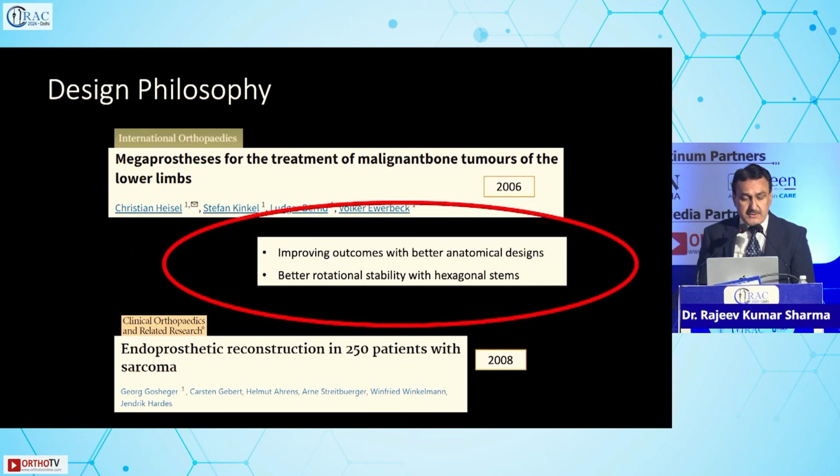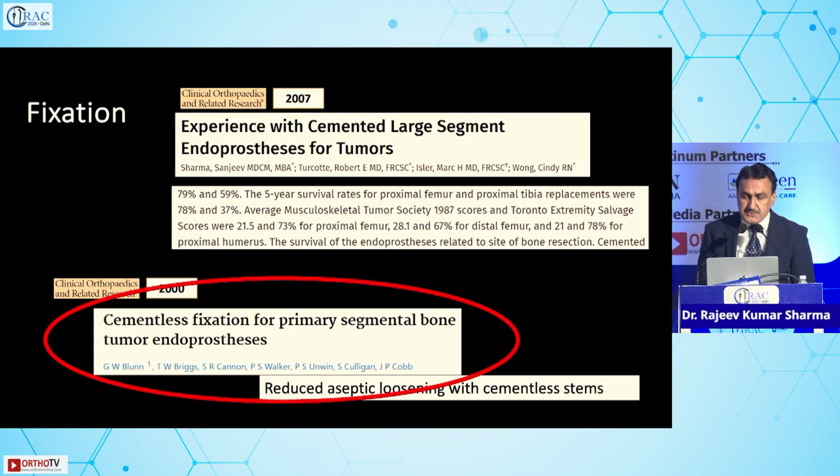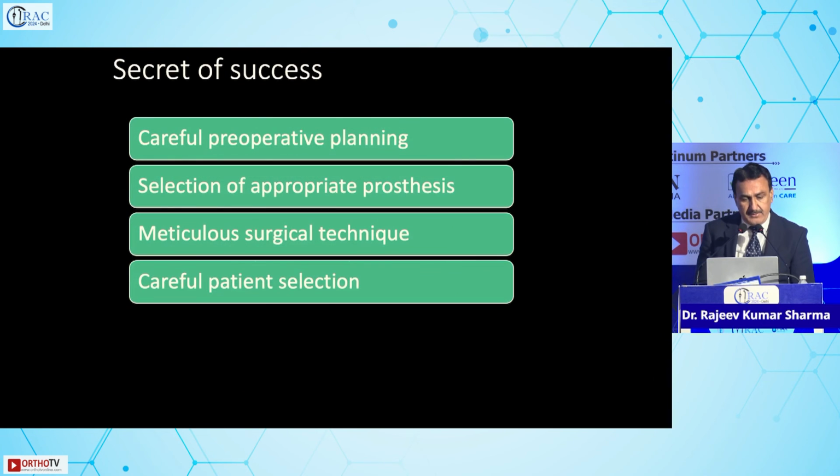So the design philosophy is important: improving outcomes with better anatomical designs, better rotational stability with hexagonal stems, and also cementless fixation for the primary segmental bone tumor prosthesis is a preferred option as of today. The secrets of success are careful preoperative planning, selection of the appropriate prosthesis, meticulous surgical technique, and careful patient selection.